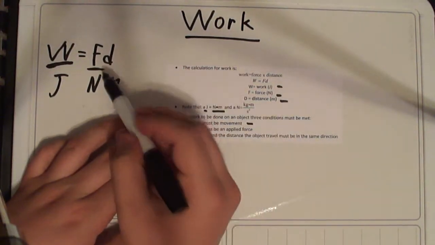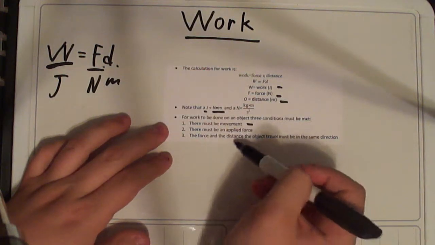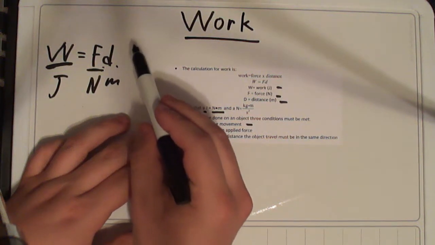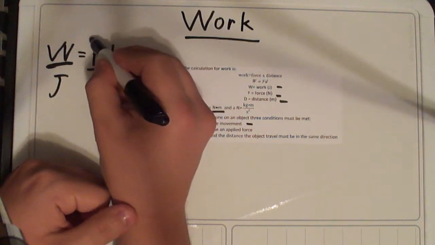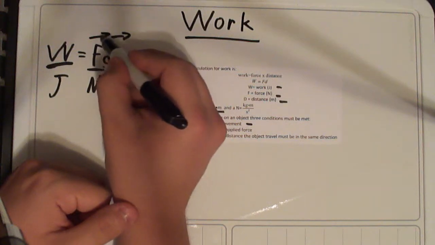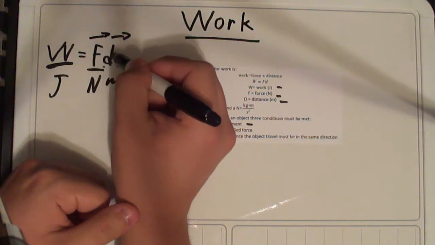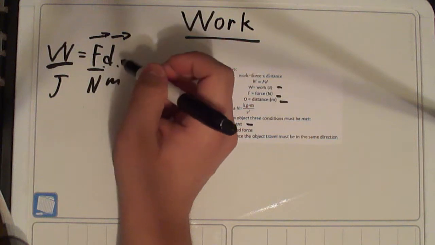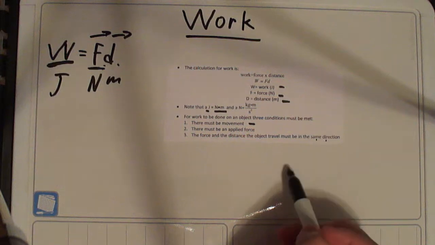There must be an applied force, obviously a force. It's moving, so there's a distance. And the force and the distance the object travels must be in the same direction. So in this, you are never going to get these two as vectors that are different. So you're never going to get a north force and a south distance. You're never going to get a west force and an east distance. They have to be in the same direction.